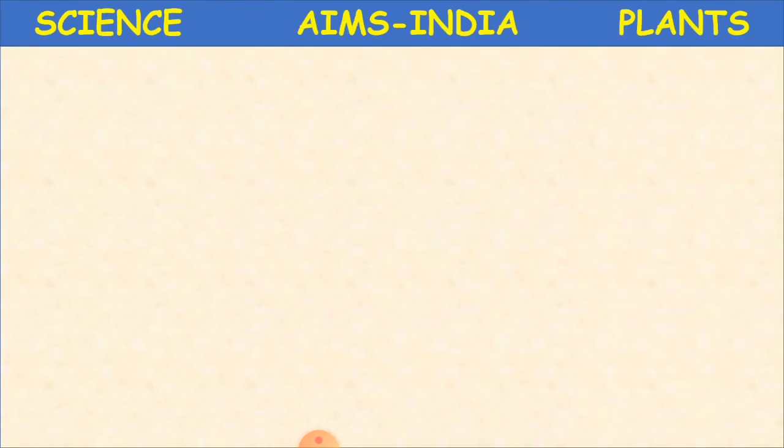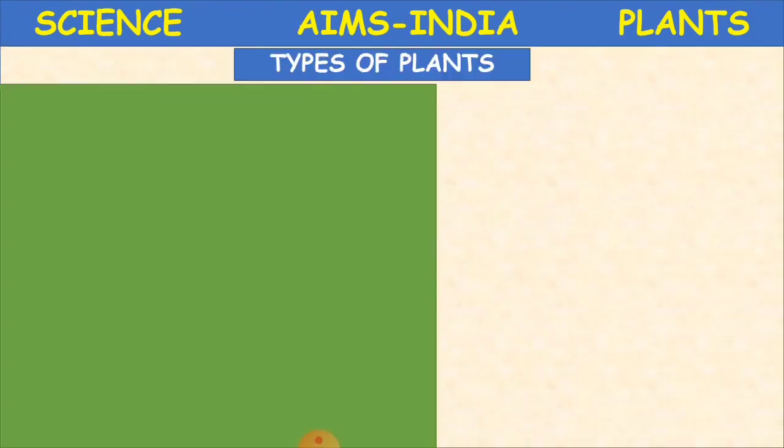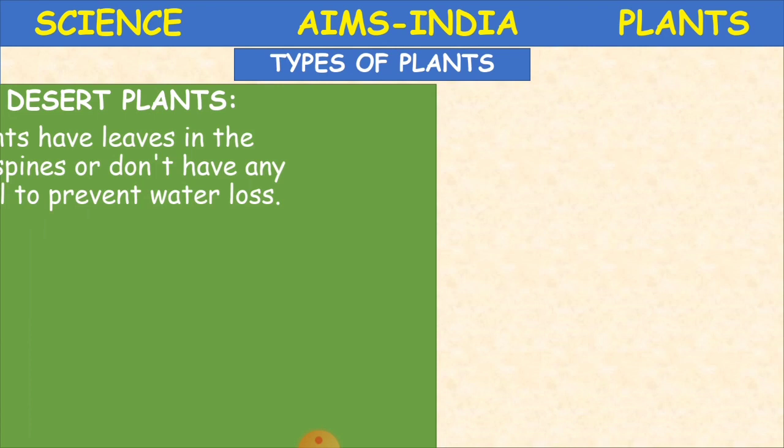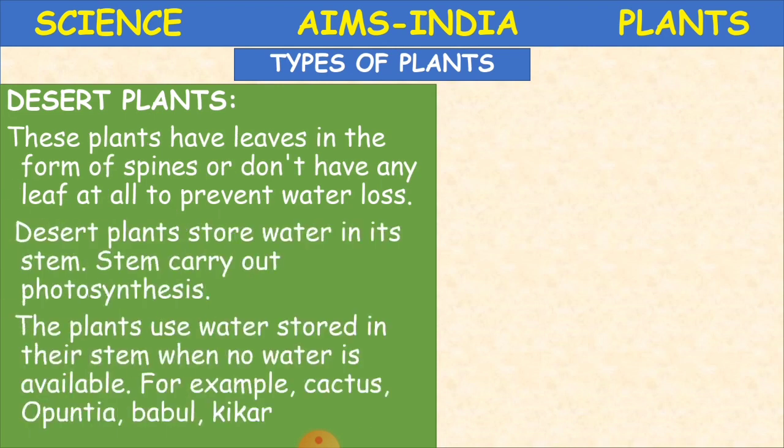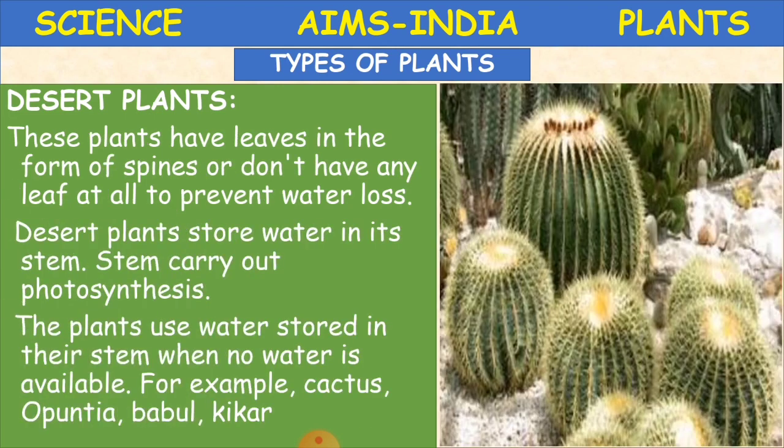Now, desert plants are able to tolerate the hot conditions of the desert. These plants have leaves in the form of spines, or don't have any leaf at all, to prevent water loss. See, that's what we said. These plants have leaves in the form of spines, unlike regular plants, which don't have such types of leaves.